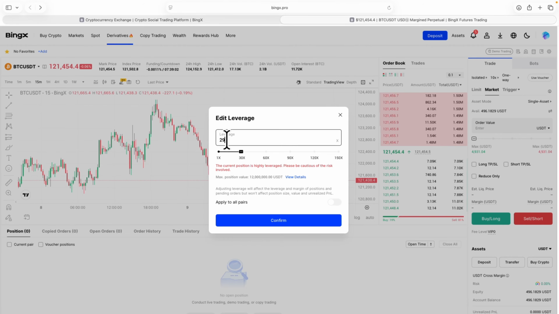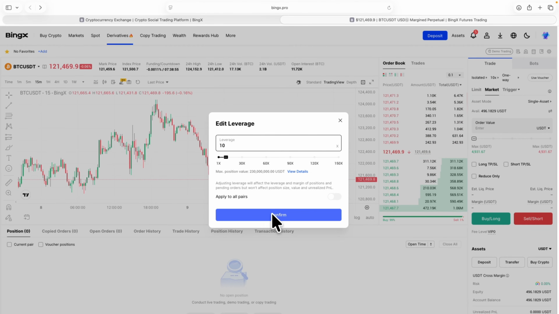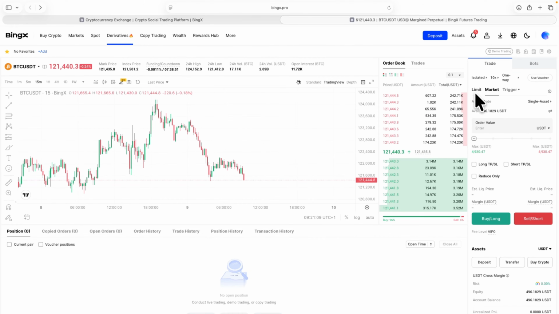So you come here and pick your leverage. So for this video, I'll just pick 10x leverage just for the sake of this video. Then you click on confirm. Now, once you pick your leverage, you come here to where you have limit or market. Now, in case you don't know the differences between these two, I also have a video on that.